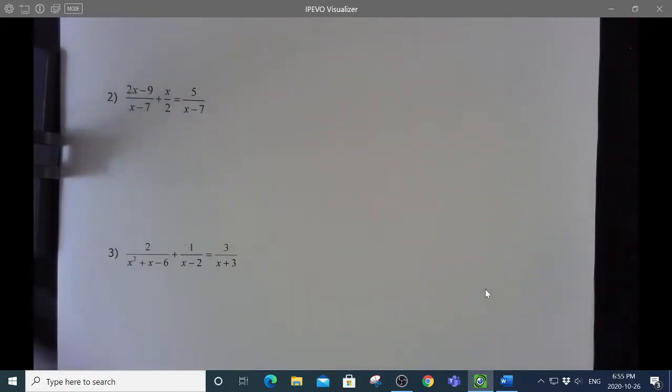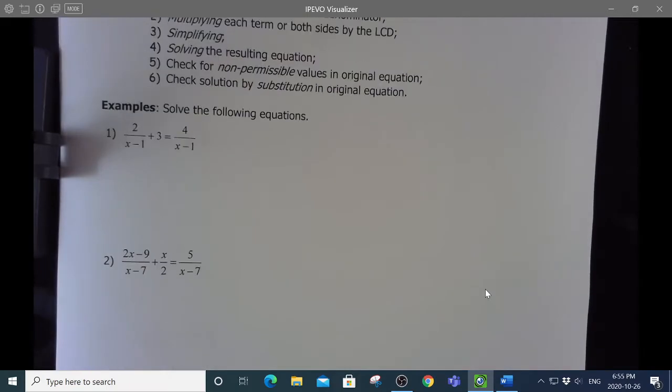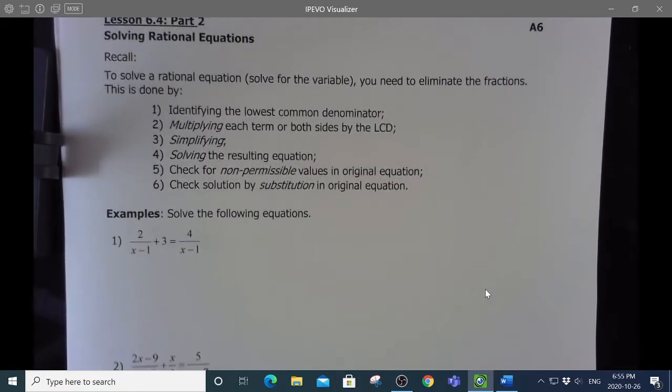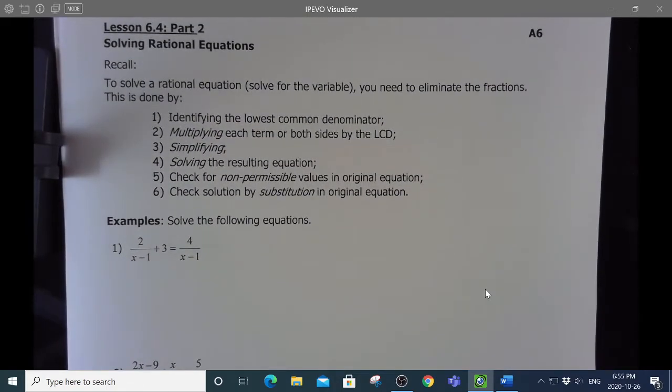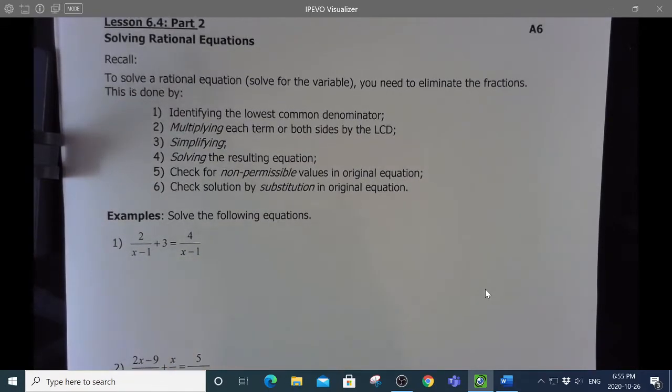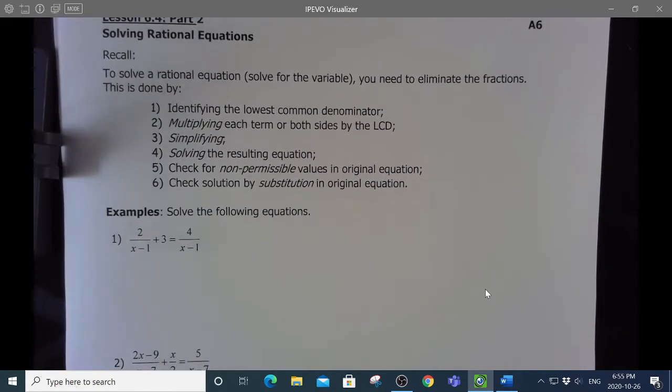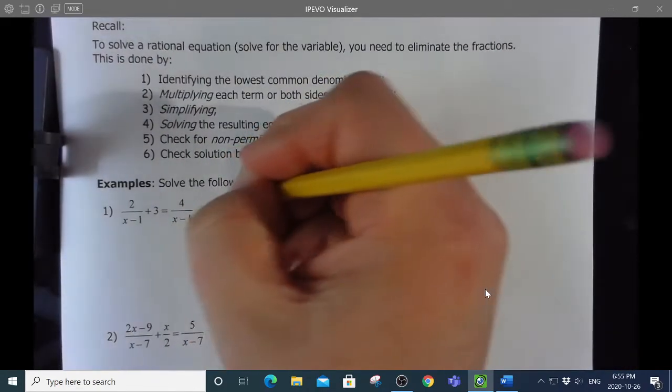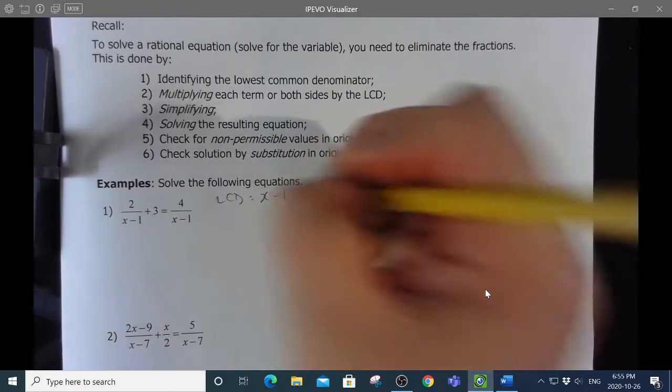Moving along. Part 2. Solving rational equations. And notice it's the same steps. Don't have to go through those again. But notice what's different about this one is now I have a ratio on both sides, rational on both sides, and an extra constant. So now my LCD for this one is x minus 1.